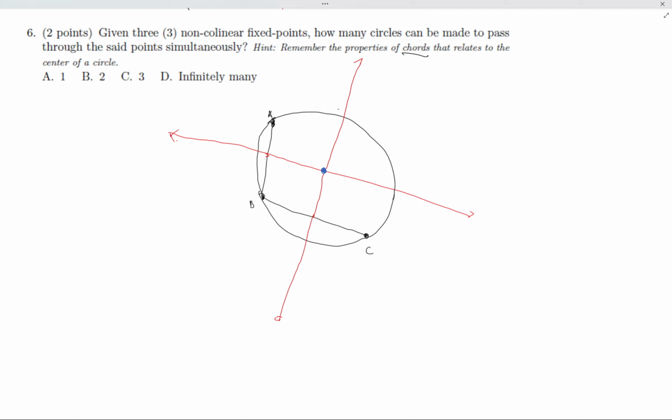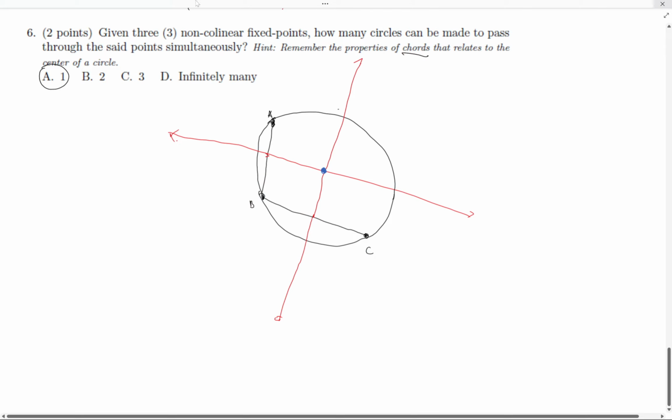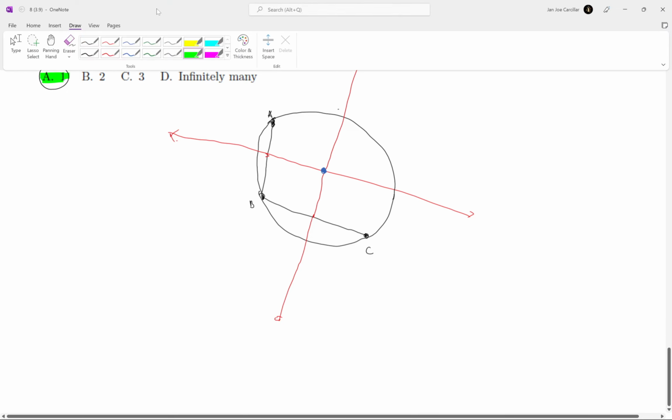So in this case, if we are given 3 points and we want a circle to pass through each of the 3 points, then there is only a single possible circle for that. So the answer to this question is obviously letter A. That is, only one circle is allowed to be made in that condition.